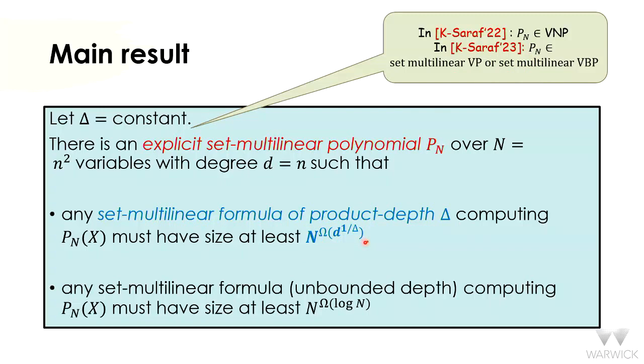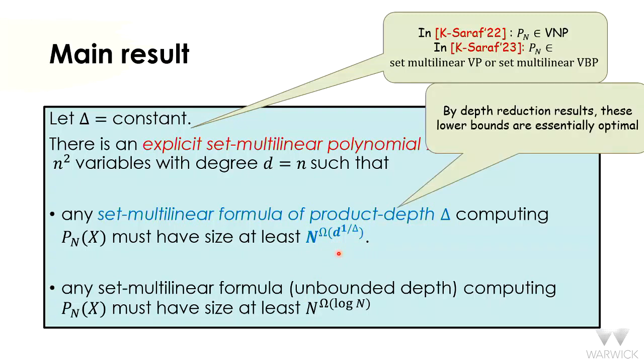Now the rest of the talk, I really want to basically contextualize these results. So if these expressions seem mysterious now, hopefully by the end of the talk I can convey why these bounds are interesting and why these bounds in particular. Okay, and before I get to that, just one quick thing. By known results in the literature, these bounds that we obtain are essentially optimal.